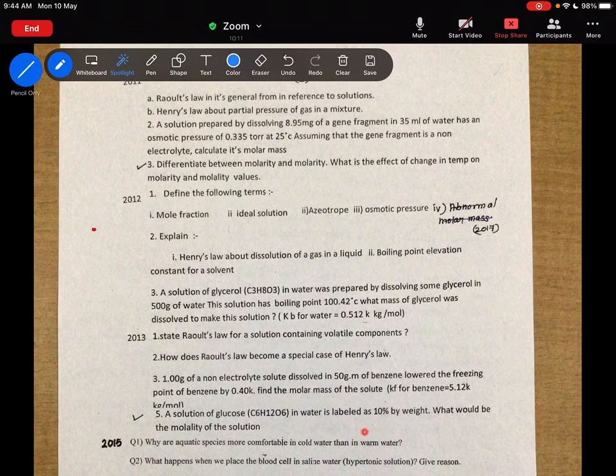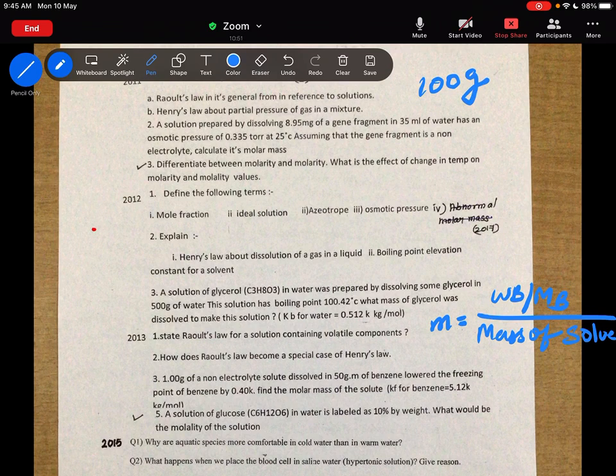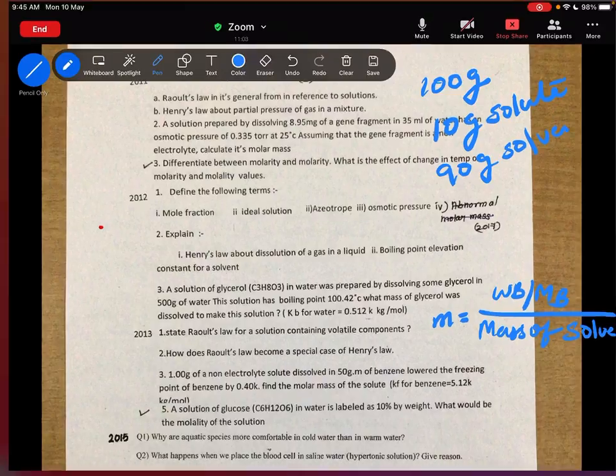Here again, a solution of glucose in water is labeled as 10%. 10% means you have to consider 100 gram of the solution. What would be the molality? What is molality? Molality, small m, is equal to number of moles of solute upon mass of solvent in kg. So solvent you have to separate from the solution. You consider 10% means 100 gram solution. 100 gram solution means this is 10%, that means 10 gram solute and 90 gram solvent.